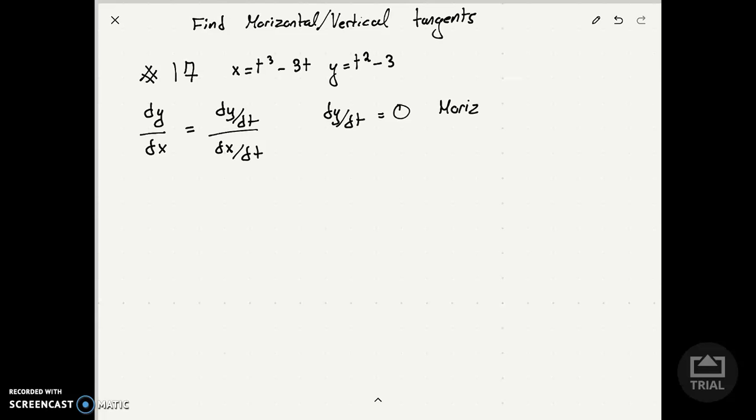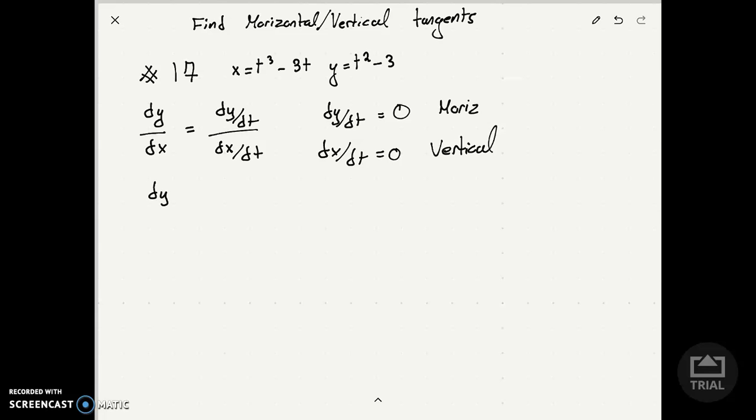And a vertical tangent, i.e. it's undefined, is basically when the denominator, dx/dt, is equal to 0. So that's vertical. Okay, so let's actually take those derivatives and try to find at what t values this happens.